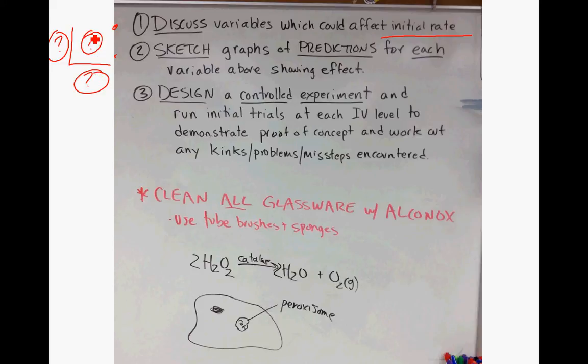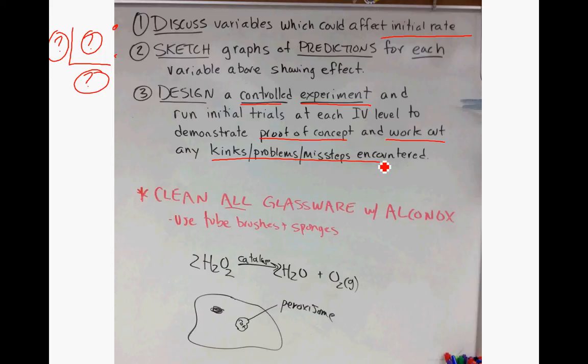Okay, then designing a controlled experiment, meaning that you have a control group and then you have experimental groups with which you're going to be comparing the control group there. And so trying to get you just setting it up here today to, again, show proof of concept, work out any kinks or problems, missteps encountered along the way, so that next class period, that is Monday or Tuesday of next week, as soon as you come in, you are off and rolling and ready to go.